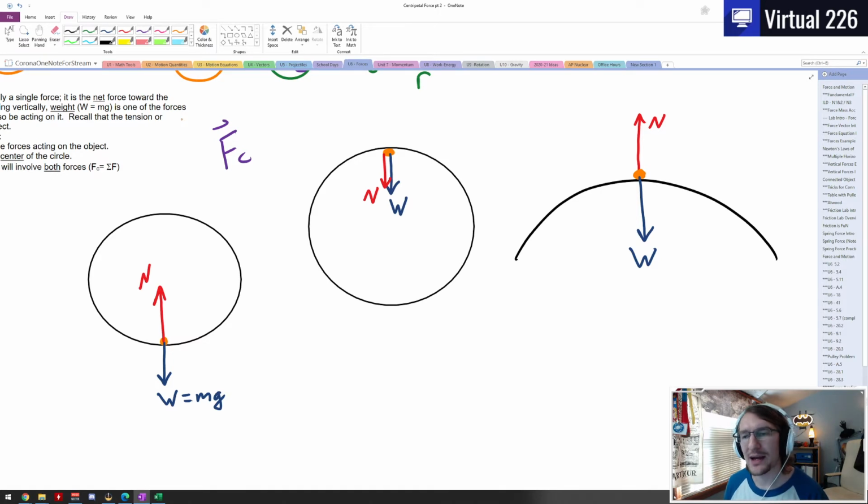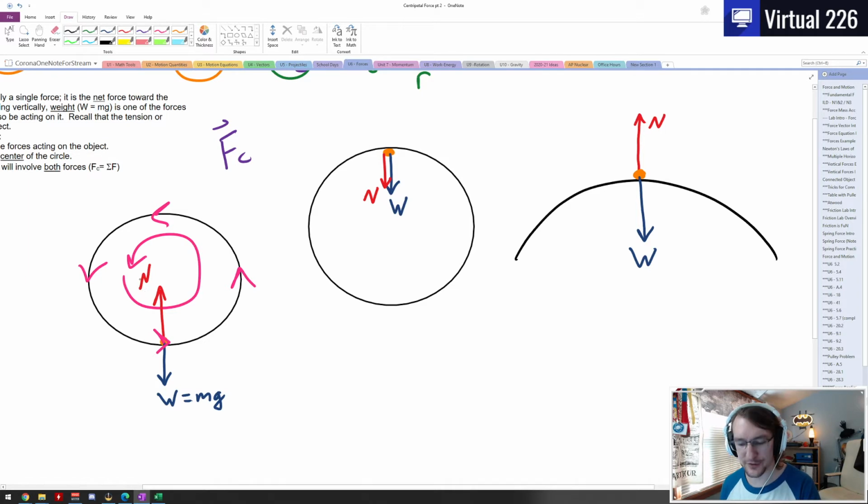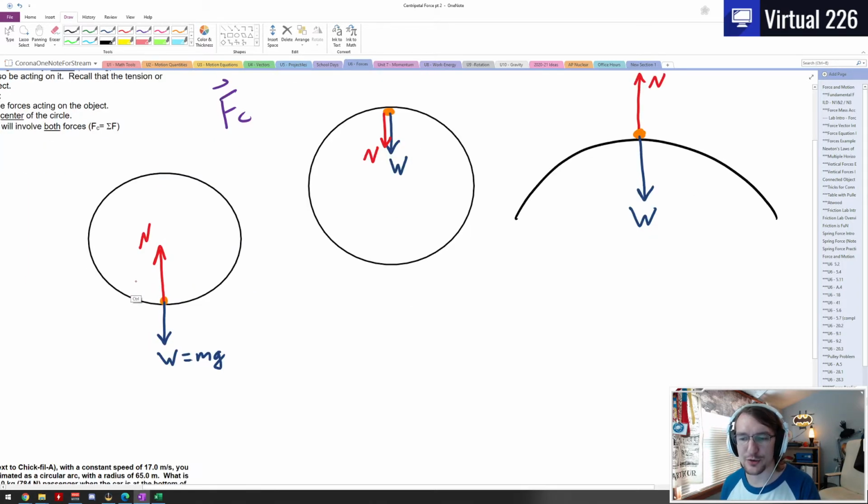We make that decision. How would you make that positive or negative decision with circular forces? Because I can't say left is positive, because right here this is left, but it's also right at the bottom. And here it's up, but here it's down. And that's all going in this counterclockwise direction. So how do we actually choose positive and negatives for our centripetal forces?